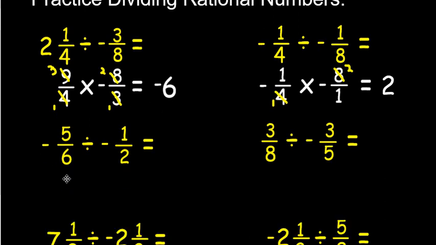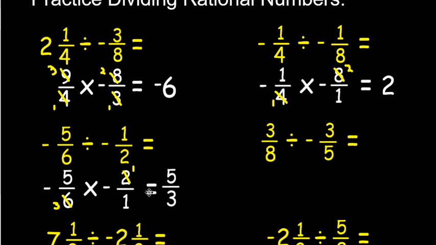Let's do the next one, negative 5/6 divided by negative 1/2. Pause the screen, work it out, and we'll check and see how you did. All right, a negative divided by a negative is a positive, so we should get a positive answer. And we can factor a 2 out of both of these values. Remember, you always want your answer to be in simplest form also. When we multiply across, we get 5/3, which is an improper fraction, so we need to simplify. 5 divided by 3 is equal to 1 2/3.